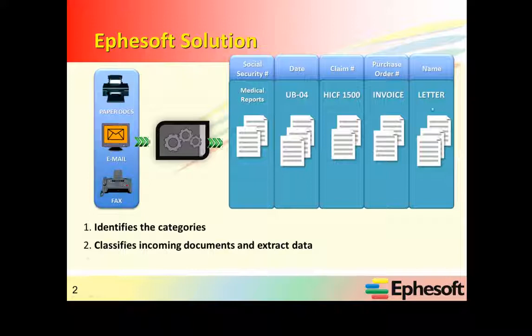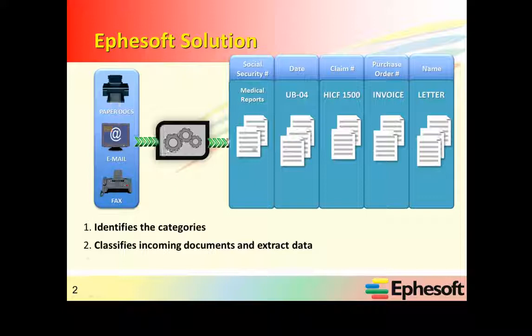So once the documents have been sorted, just like you saw here, the next phase would be to extract data, pulling data off these documents. We call it extraction, and we'll look at that in the demonstration as well. So maybe in a medical record, we'll want to extract particular information, maybe a social security number, or on a UB, maybe a date field or a claim number. It's all configurable in the Ephesoft platform.